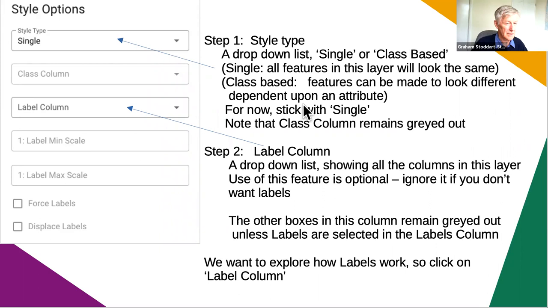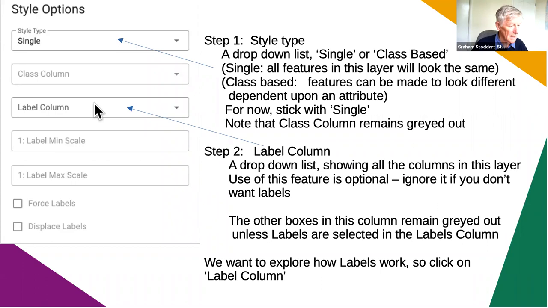All of the class columns here remain grayed out if you've clicked on single, because you're not selecting class-based. And the label columns, all these boxes to do with labels, will remain grayed out unless you select a label column, which we are going to do. So we're going to click on the label column and see what happens.